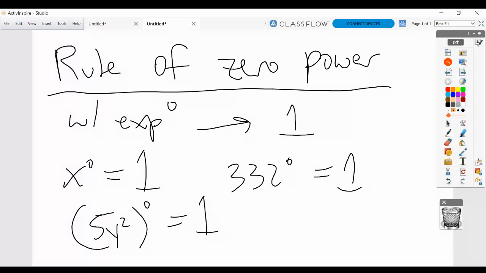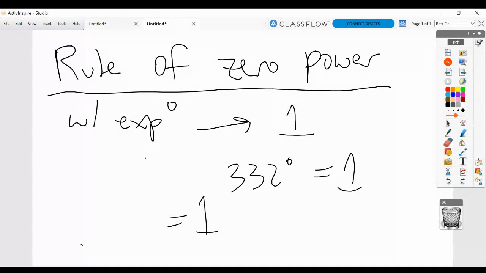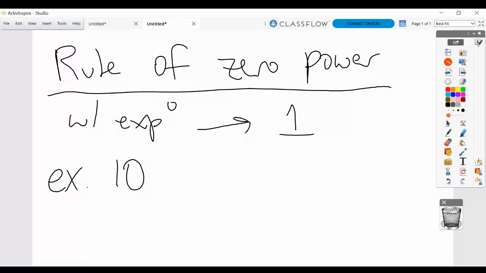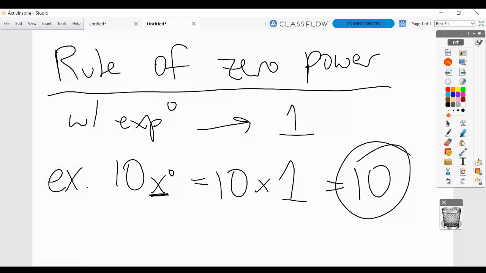Okay? Now, there's one thing I do want to show you that will confuse people sometimes, and you have to be careful with this. Let's say you have a problem like this, where you've got 10x to the 0th power. Now in this problem, the only thing to the 0th power is the x. So really what you have is 10 times x to the 0th power, which we know is 1. Well, 10 times 1 is just 10. So you got to make sure you pay attention to what's to the 0th power.